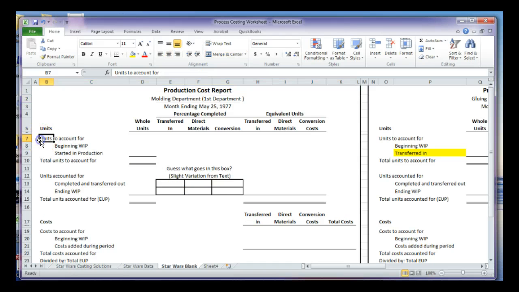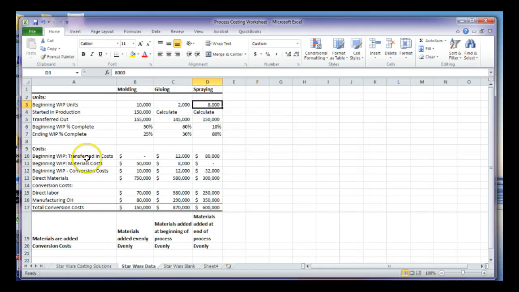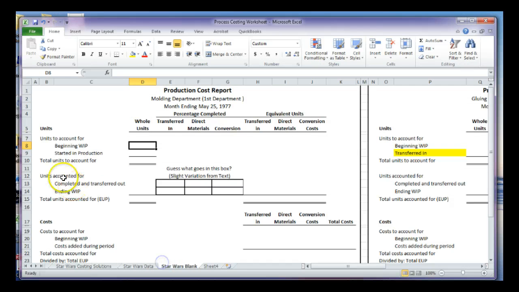So we have units to account for. Beginning work in process. Now bear with me, I'm going to have to flip between this tab and this tab. So my beginning work in process for molding is going to be 10,000 units. And I know I started 150,000 units. So here, my beginning is going to be 10,000 units.